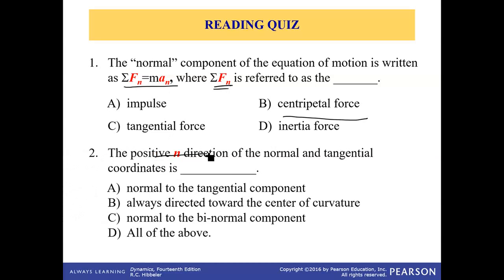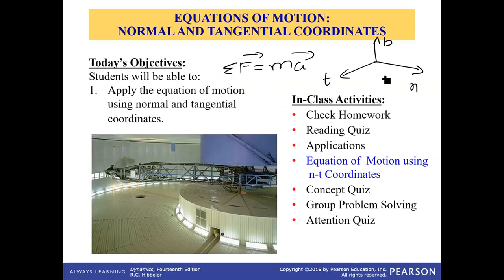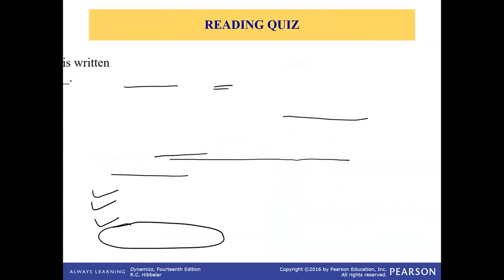The positive normal direction for the normal tangential coordinates is normal to the tangential component. It's always directed towards the center of curvature, and also normal to the binormal component. That means the correct answer is all of the above. You can see here that normal is perpendicular to tangential, is perpendicular to binormal, and points towards the center.